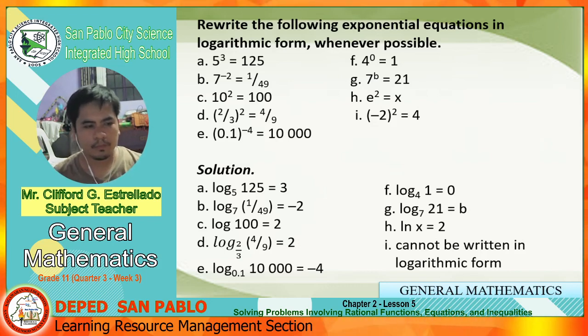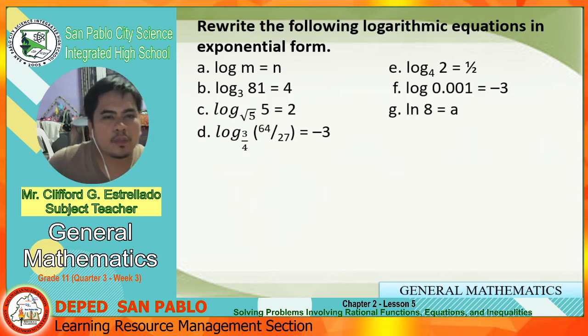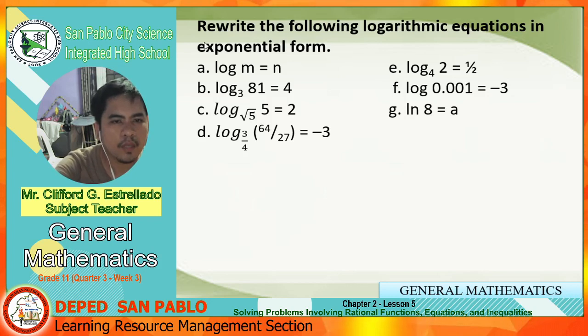The base should be greater than 0, not equal to 1. Next, write the following logarithmic equations in exponential form. So, yung kabaligtaran ng kanina. So, we have logarithm of m is equal to n. Okay? So, the base is 10. So, we have 10 raised to n is equal to m.